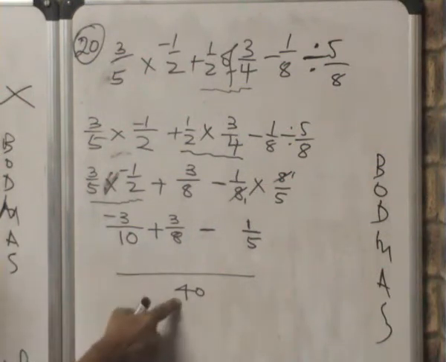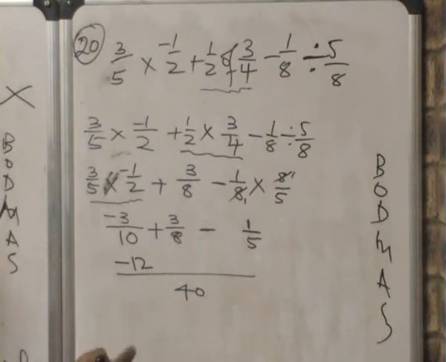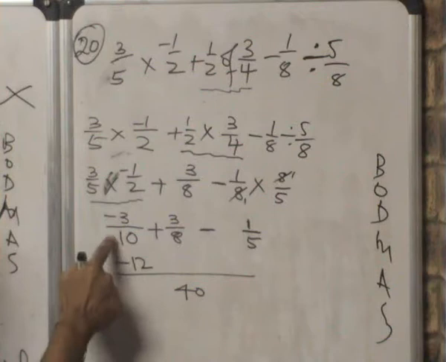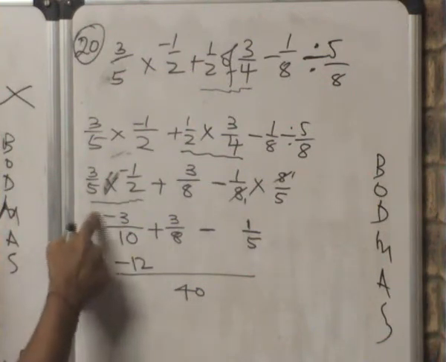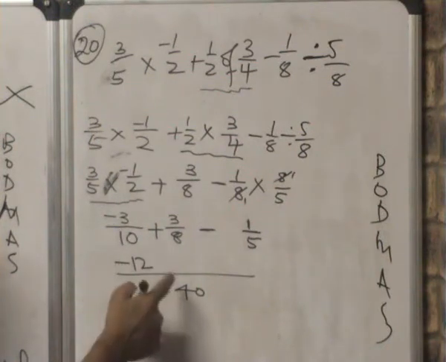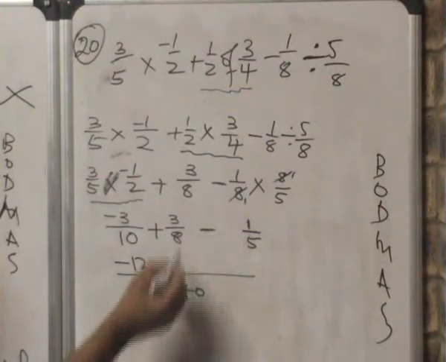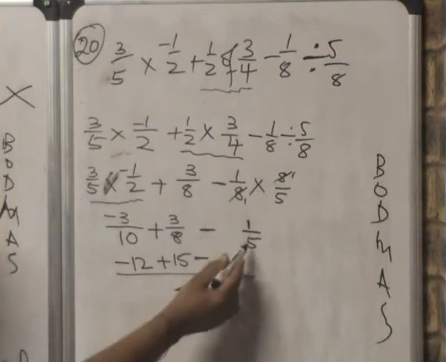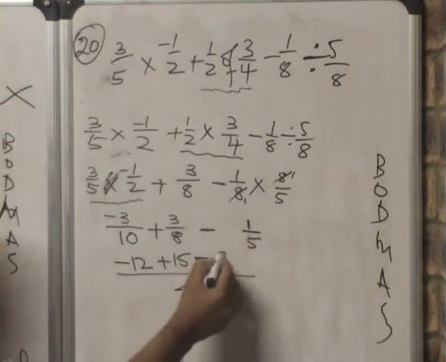So 10 divides into 40 four times. 4 times minus 3 is minus 12. Next step. 8 divides into 40, 5 times. 5 times 3 is 15. 5 divides into 40, 8 times. 8 times 1 is 8.